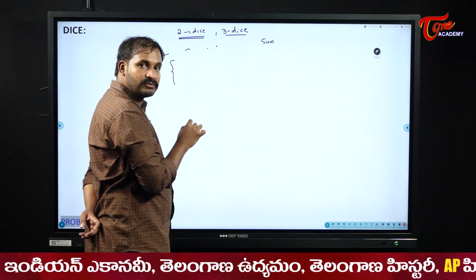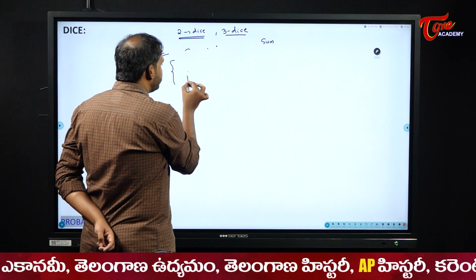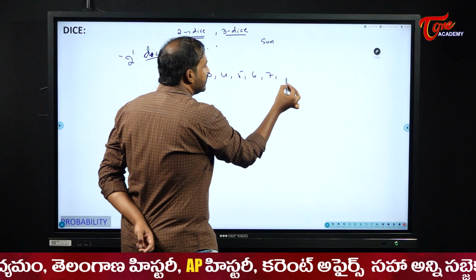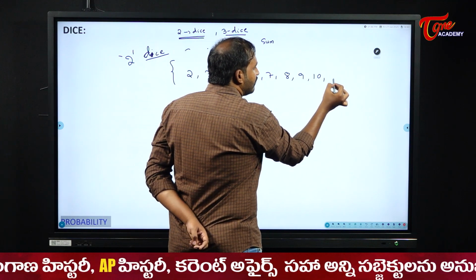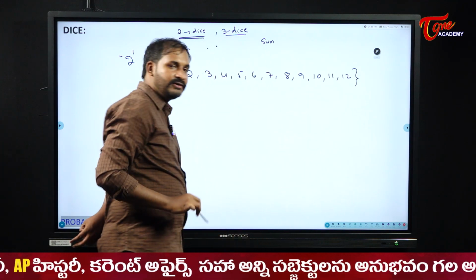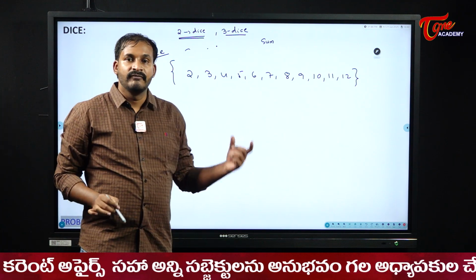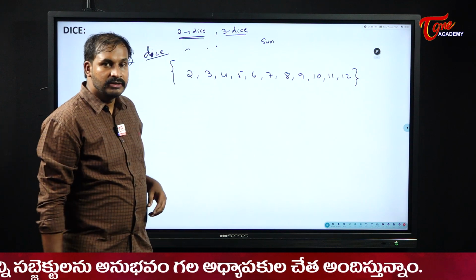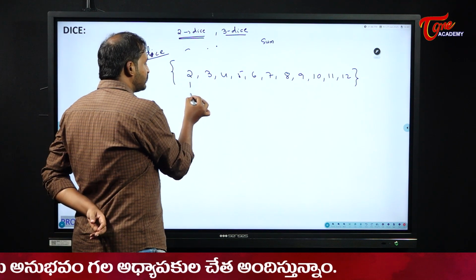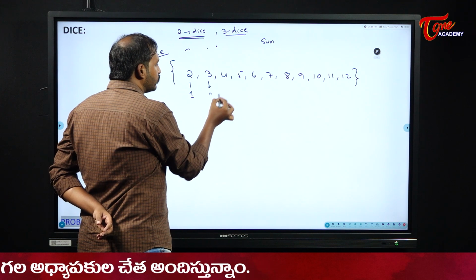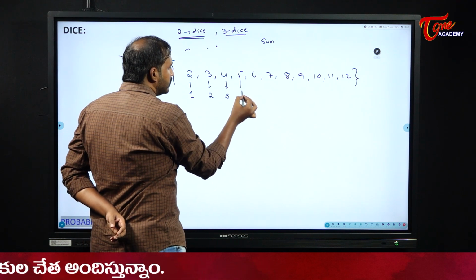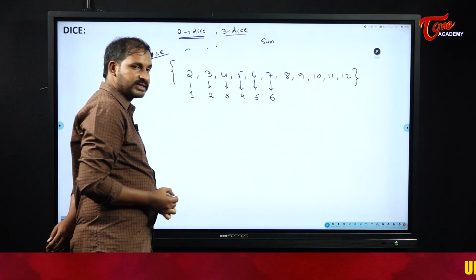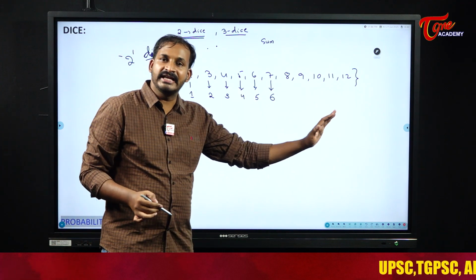Usually the minimum sum is what, students? Minimum is 2. So 2, 3, 4, 5, 6, 7, 8, 9, 10, 11 and 12. So these are the sums possible, right? When I throw two dice, the sum on two dice will be equal to this one. So to get 2, the chances will be 1. Here 2, here 3, here 4, 5. At max it will go to 6. And then from here onwards in a decremental manner.